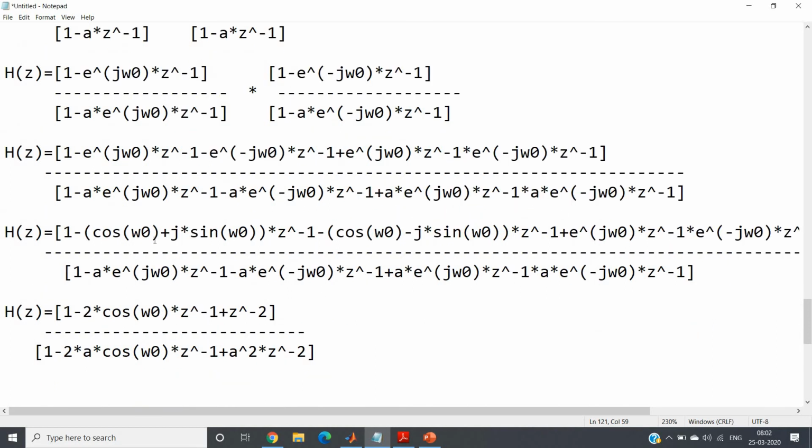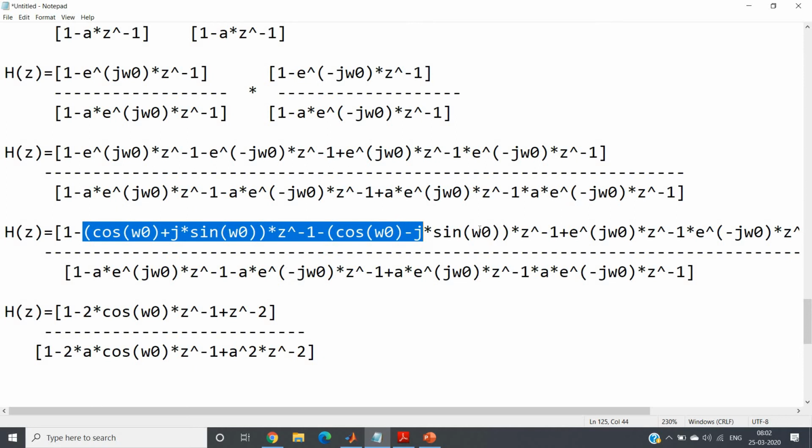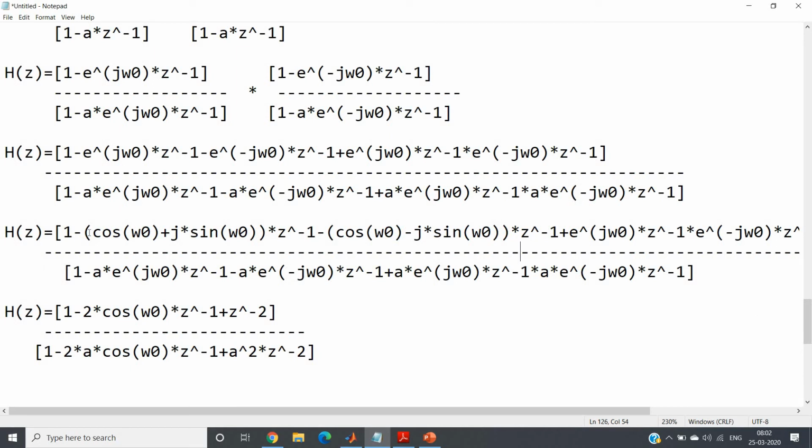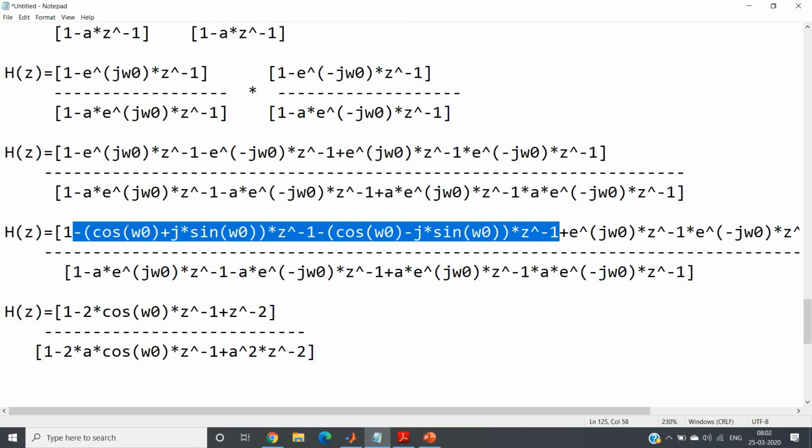Now if you observe what we can do, cos omega naught plus j sin omega naught multiplied by z to the power minus 1 minus cos omega naught minus j sin omega naught multiplied by z to the power minus 1. If you take z to the power minus 1 common, what will happen? See, here minus sign is there, so this particular term will be minus cos omega naught minus j sin omega naught, minus minus will become plus, so plus j sin omega naught. So minus j sin omega naught and plus j sin omega naught will cancel each other, only minus 2 cos omega naught we will get.